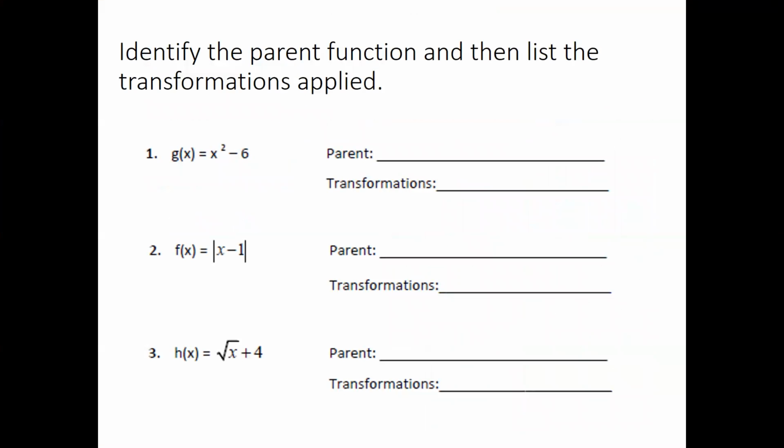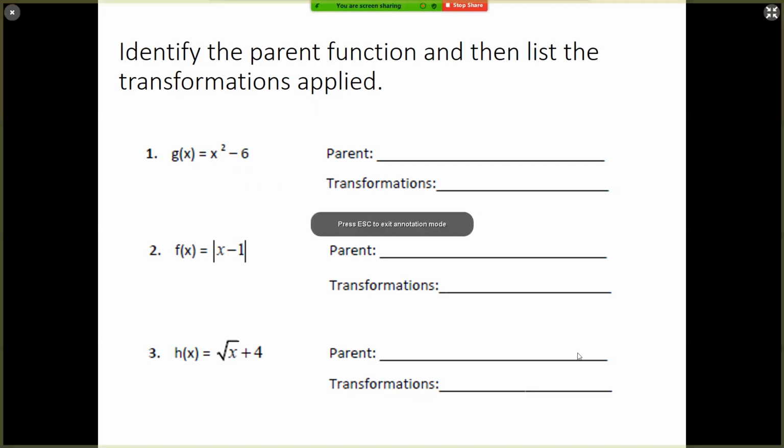So for these, I think the next 2 slides, we're going to identify the parent function and then list the transformations that are occurring. So looking at question number 1, the parent function, just go back to the bare bones. So we're getting rid of any addition and subtraction. We're just looking for the parent function. In this case, it's just x squared. So you could put x squared or you could write quadratic.